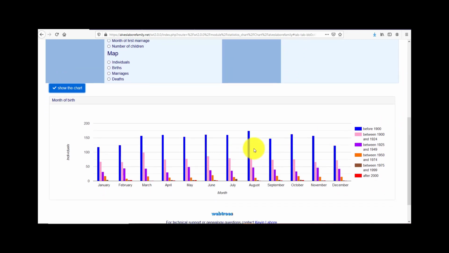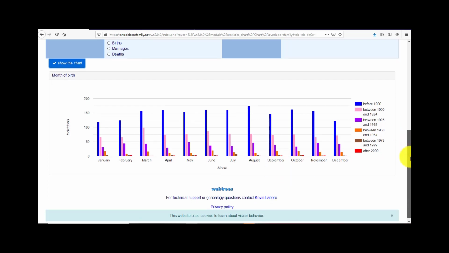So it looks like before 1900 was August, and then it changed over time slightly. But of course, this is based on what we have in our tree, so it's a sample, if you will. But it's still interesting because it did change over time.